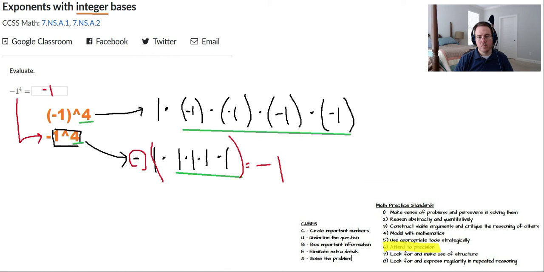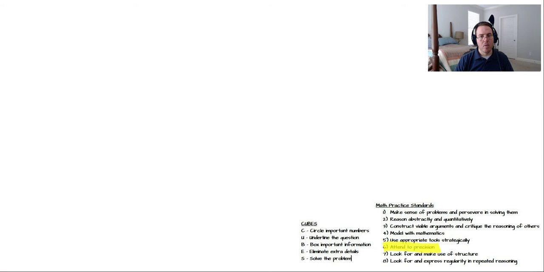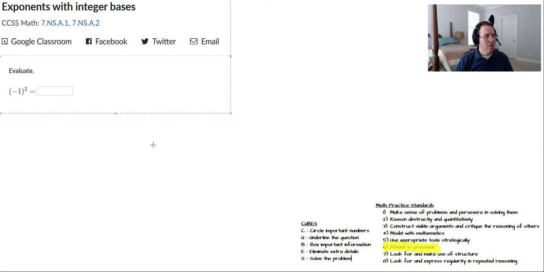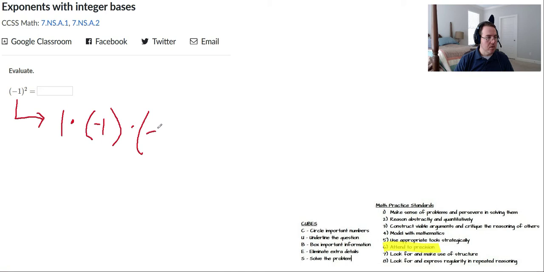So this next one is different. Now look at this one. This one does have the parentheses. So what this one is saying is 1 times negative 1 twice. Now, back to our integer rules, negative times negative is a positive. So 1 times negative 1, well first, positive times negative is negative. So we're at negative 1. But if we're at negative 1 and we multiply by another negative 1, that's going to be positive. So in this case, the answer would be positive 1.